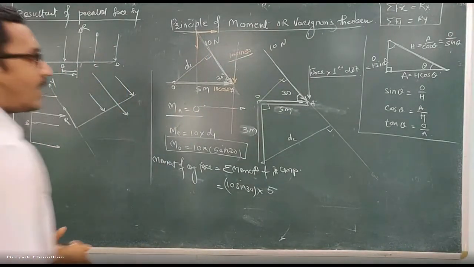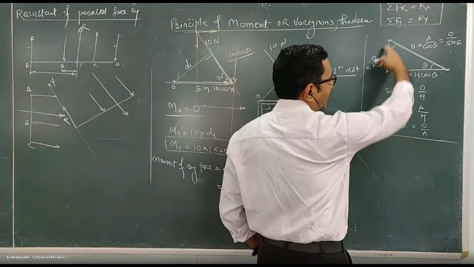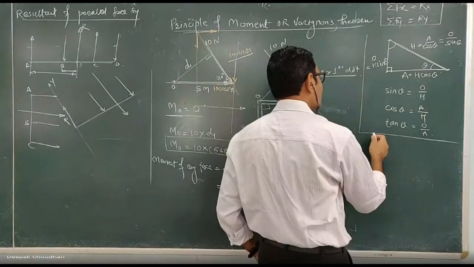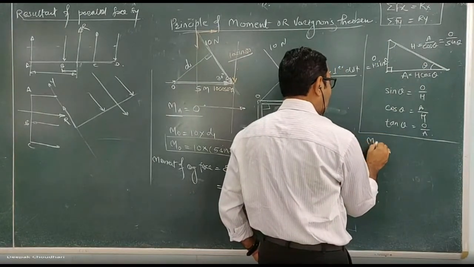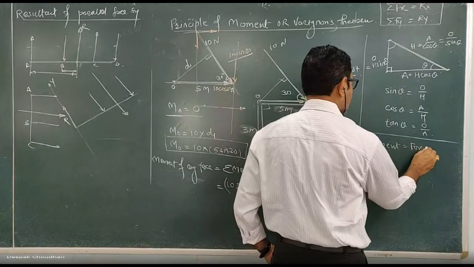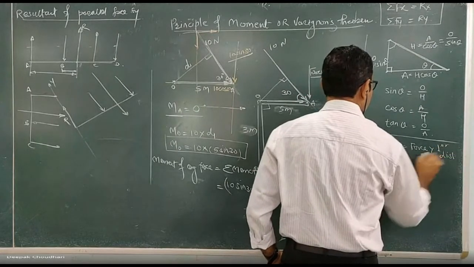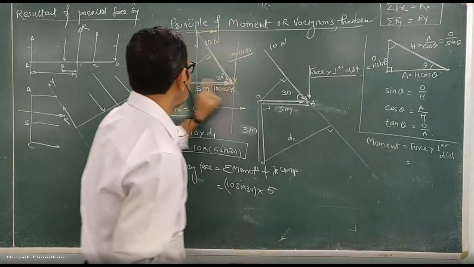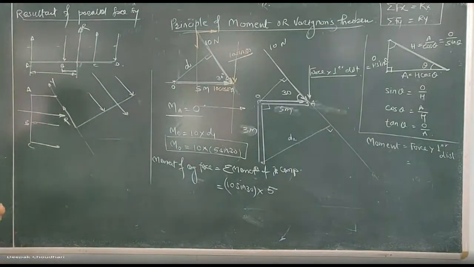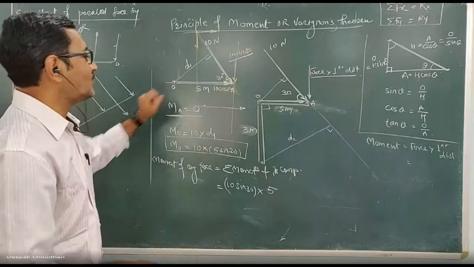Now, according to the definition, the moment is the product of the force and the perpendicular distance. This perpendicular distance is the distance of the line of action of the force from the moment center. Moment center is the point where the moment is being taken, or with respect to which we are studying the turning effect produced by that force. That point is known as the moment center.